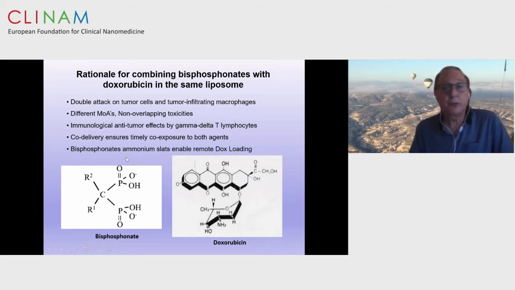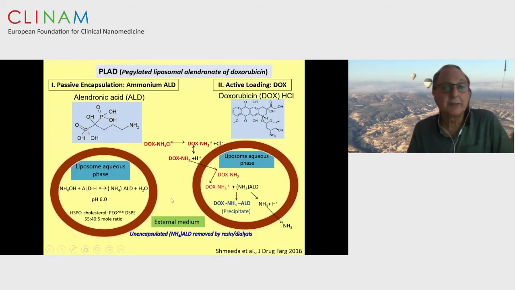One of the main things that helped us to design this formulation was the fact that bisphosphonate ammonium salts can enable remote doxorubicin loading. As shown here in the next slide, we work more or less along the lines of the Doxil protocol, but instead of using an ammonium sulfate salt, an inert salt, we use an ammonium salt of alendronate, which is also by itself an active pharmaceutical ingredient. And the alendronate creates a gradient that allows us to incorporate doxorubicin by remote loading in a very stable form.